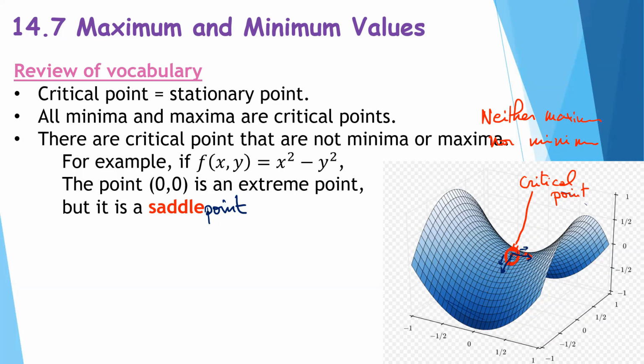So we cannot find a neighborhood of the saddle point where the function has the lowest value or the highest value. So here this point 0, 0 is not an extreme point, it's a saddle point. So a critical point can be a minimum, can be a maximum, or can be a saddle point.